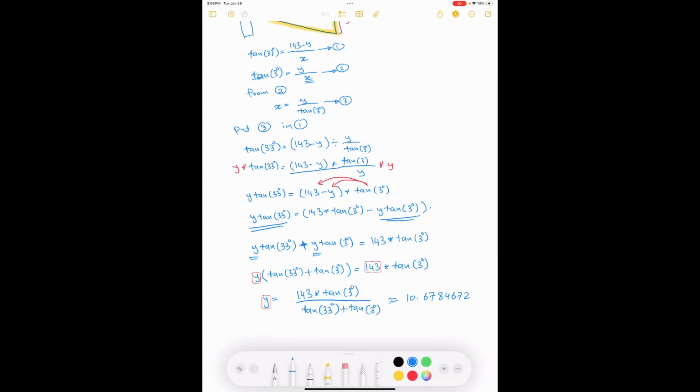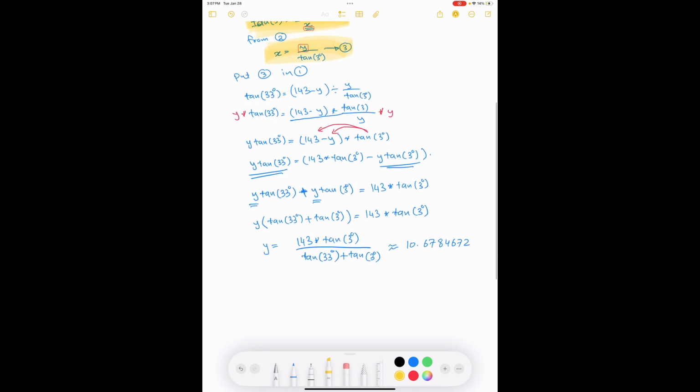However, if you look at this expression right here, you will notice that from that expression, I came up with this one, which eventually will give me the value of x, and that is the distance I'm looking for. So x is equal to the y value I got divided by tangent 3. So x equals y, which is 10.67844672 divided by tangent 3 degrees, which is going to give me approximately, if I round that to two decimals, 203.79 feet. That should be the final answer for my question.